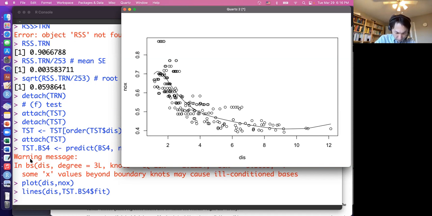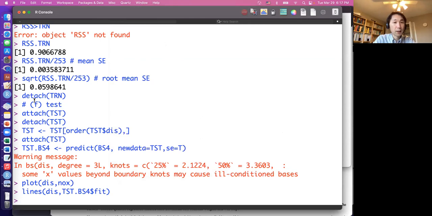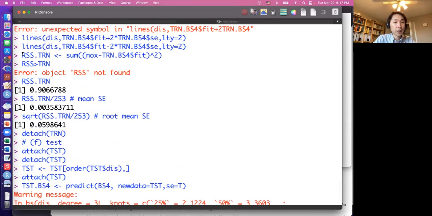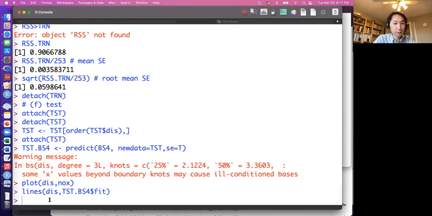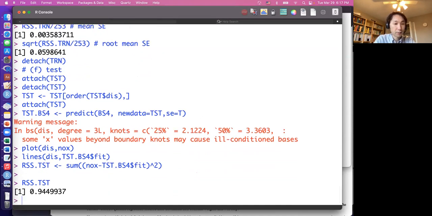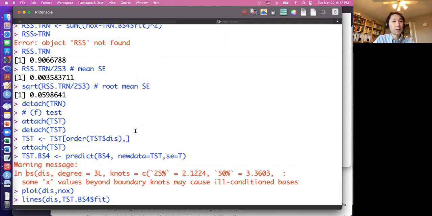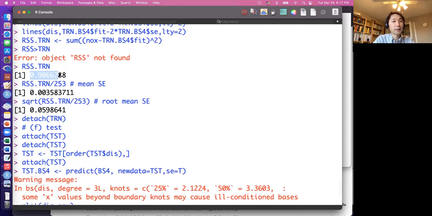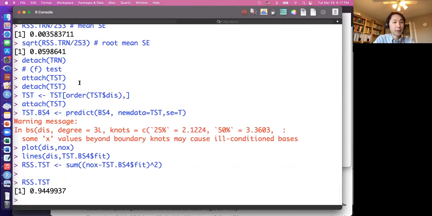So I omit this, and we want to calculate the sum of squared distance. So last time we calculate this one, but we want to do this for new data set. So the test data set and the NOx we have now attached to the test set. So this should be fine. So RSS for the test set. What's the value? 0.944. Last time this is 0.906. So it gets larger.